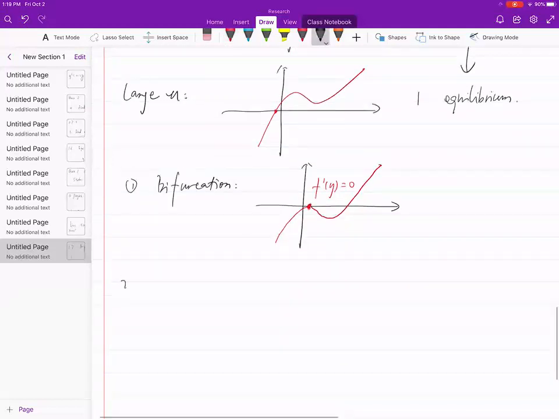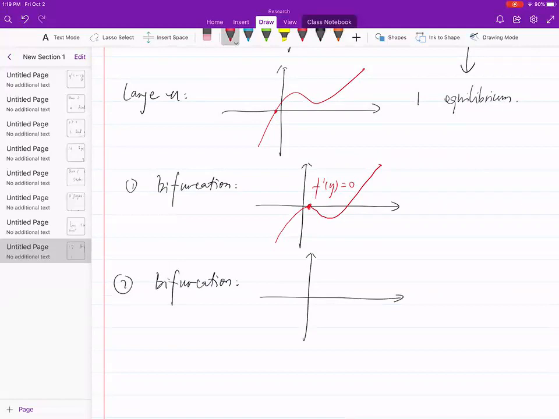Okay, second, you have a second bifurcation if you keep moving up. That happens when this happens: a little bit below three equilibriums, a little bit above only one equilibrium. Sounds good?